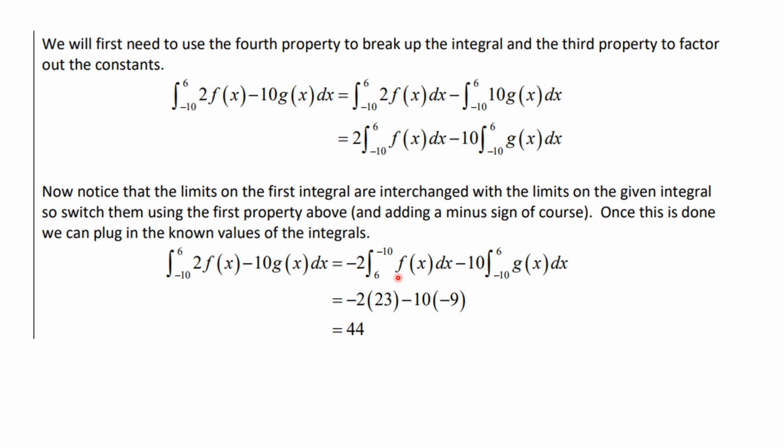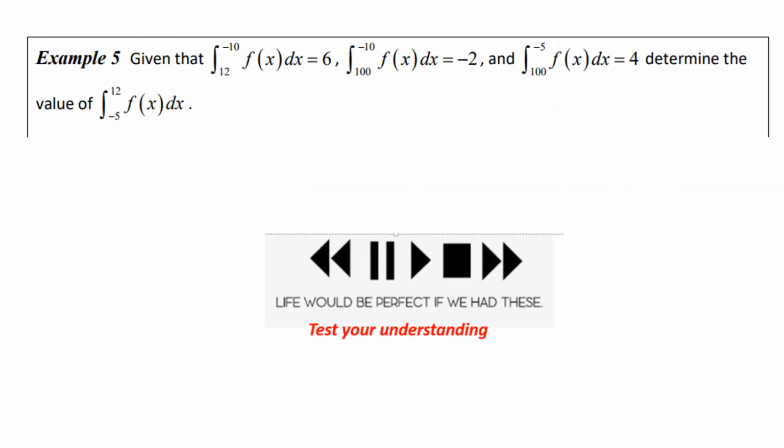Now this one, actually going from minus 10 to 6, is known to be minus 23, so if I go from 6 to minus 10, that is 23. And similarly over here, I know that going from minus 10 to 6 of g of x was minus 9, so I plug in all the numbers and I get 44.